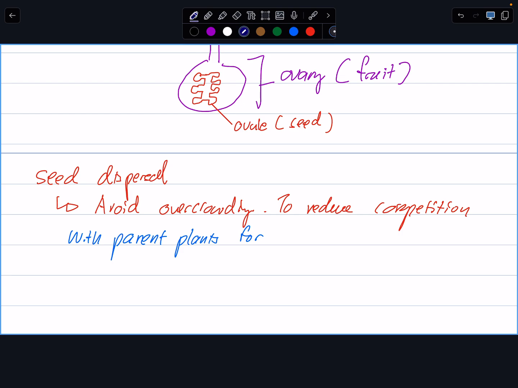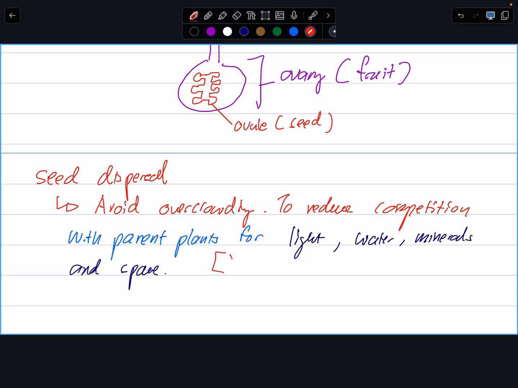What are the 4 items? Light, water, minerals, cannot say nutrients, and space. So what is it that you cannot say? You cannot say fight for food.